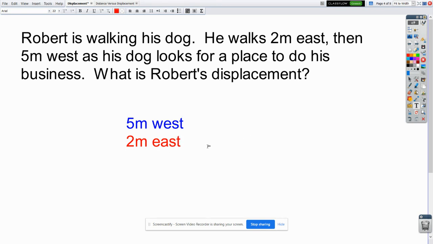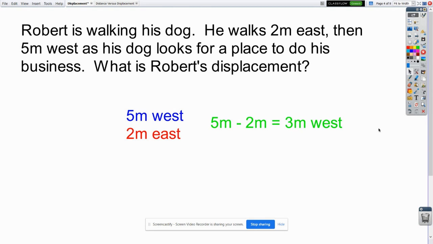Because these two components of motion are in opposite directions, we'll end up subtracting the two in order to figure out our displacement. The way I always tell students to do it is just take the larger number minus the smaller number so that you end up with a positive answer. When we subtract 5 meters and 2 meters, we get 3 meters. There will have to be a direction on this answer, and the direction will be the same as your larger component. So 5 meters west is my larger component, so my displacement ends up being to the west.